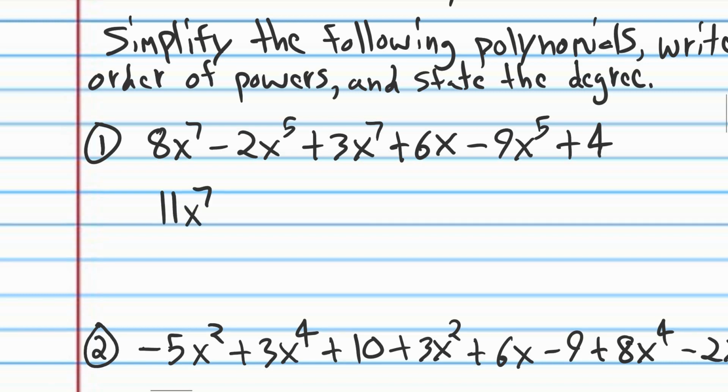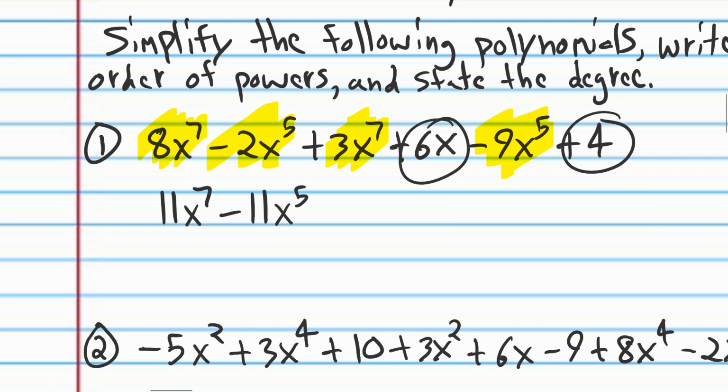So what you can do is you can lightly cross these out. Actually, I'm just going to use the highlighter. And negative 2x to the 5th power minus 9x to the 5th power is negative 11x to the 5th power. And so we're done with those. Again, you can lightly cross them out with your pencil or digital pen. And these two terms are unlike terms, so we cannot combine those. So we just write plus 6x and plus 4.